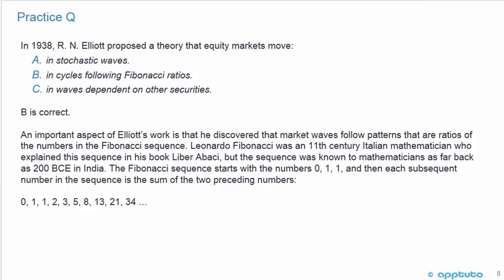Leonardo Fibonacci was an 11th century Italian mathematician who explained this sequence in his book Liber Abaci. Sorry for the pronunciation. But the sequence was known to mathematicians as far back as 200 BC in India. And the Fibonacci sequence starts with the numbers 0, 1, 1, and then each subsequent number in the sequence is the sum of the two preceding numbers. And that's the last slide for this LOS. Thank you.